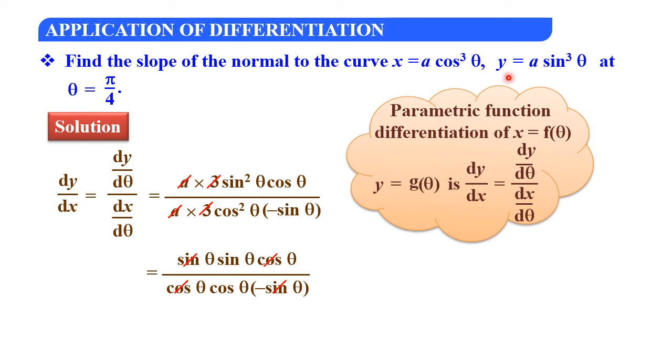Dy by d theta, when you will be finding the differentiation of this curve, y equal to a sin cube theta, differentiation of y with respect to theta, a is a constant term, keep it as it is. Sin cube theta differentiation is 3 sin square theta into sin theta differentiation, which is cos theta. That term is written here.